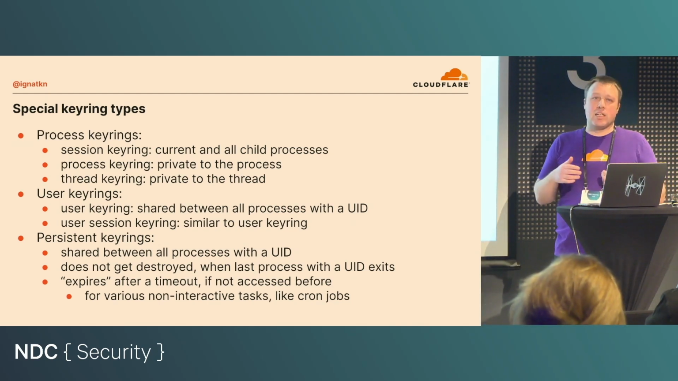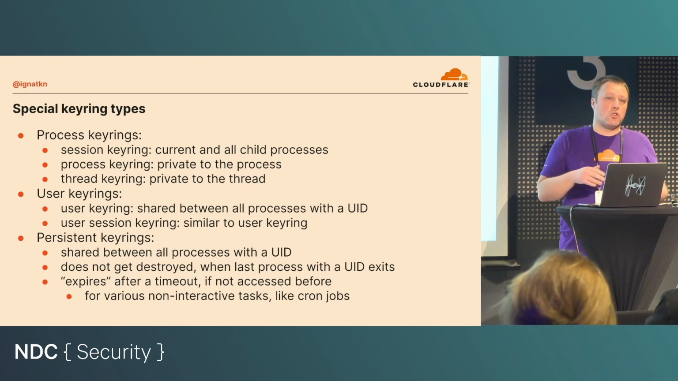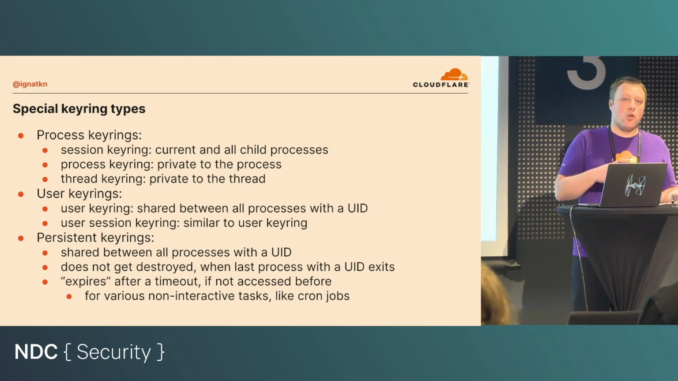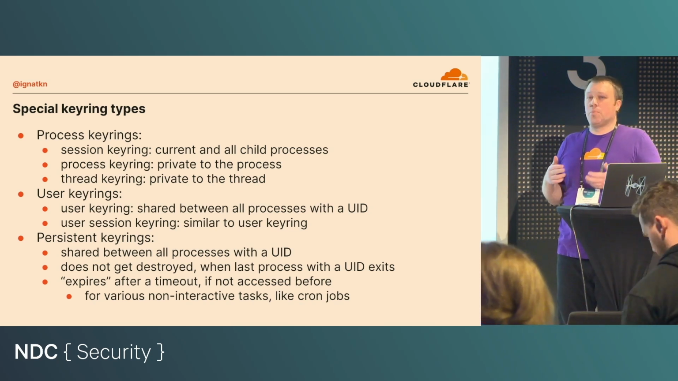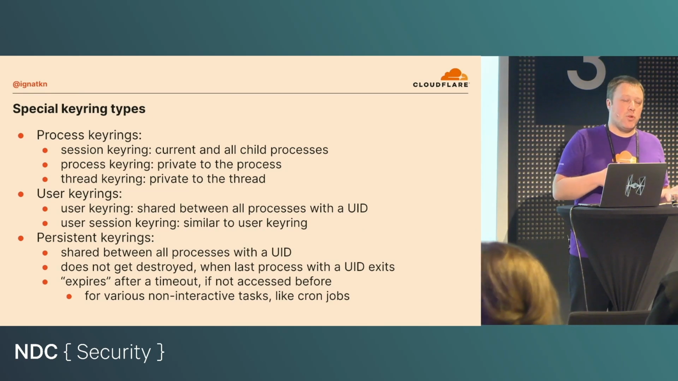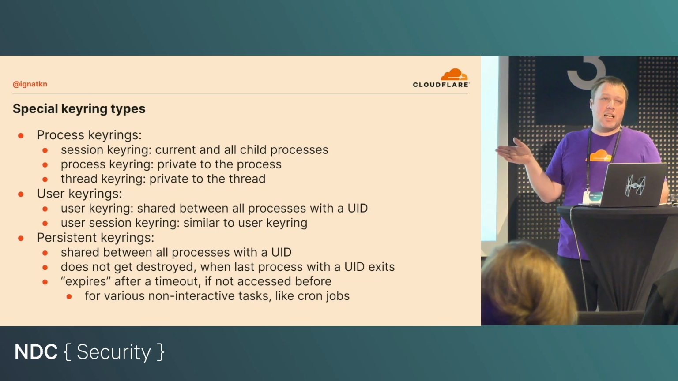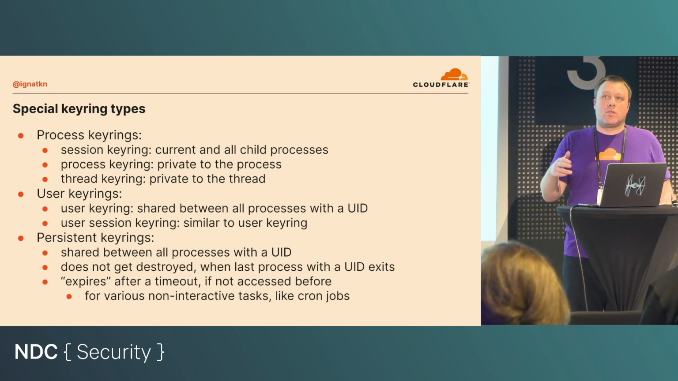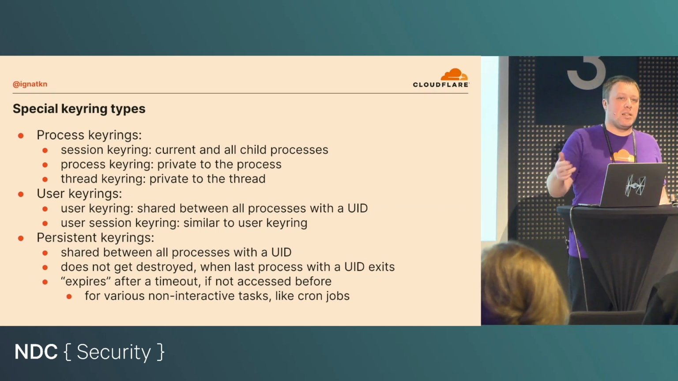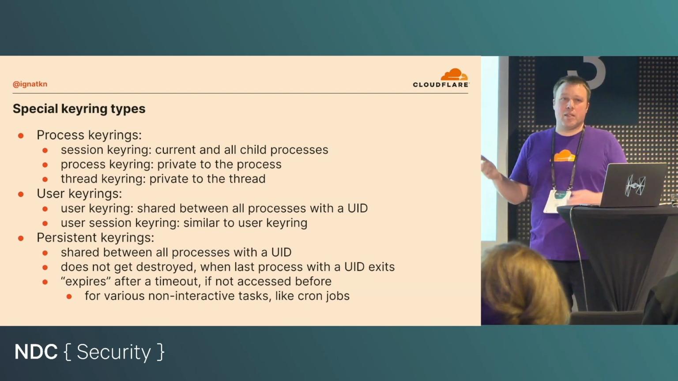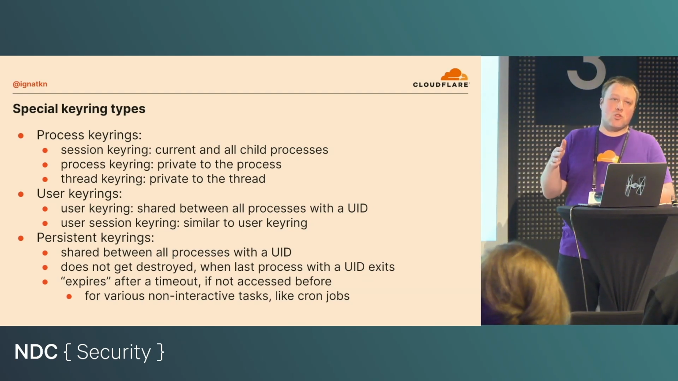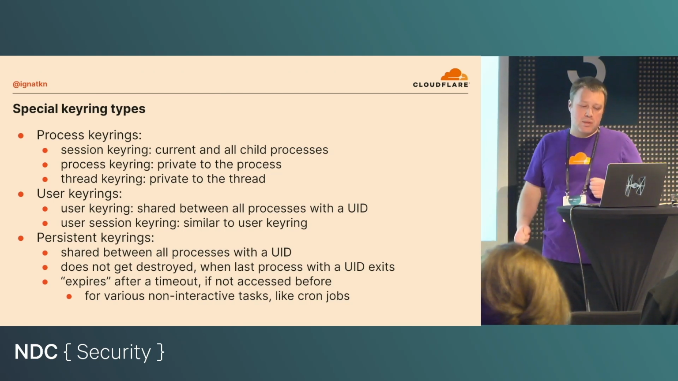So persistent keyrings were designed not to be automatically destroyed when a bound object is destroyed, but, for example, to have a timeout before destruction. So they're mostly useful for non-interactive tasks or cron jobs, which create a random user to run the task and then destroy the user afterwards. But you can still store the key material for that job in the persistent keyring, so it has access to that key between the runs.